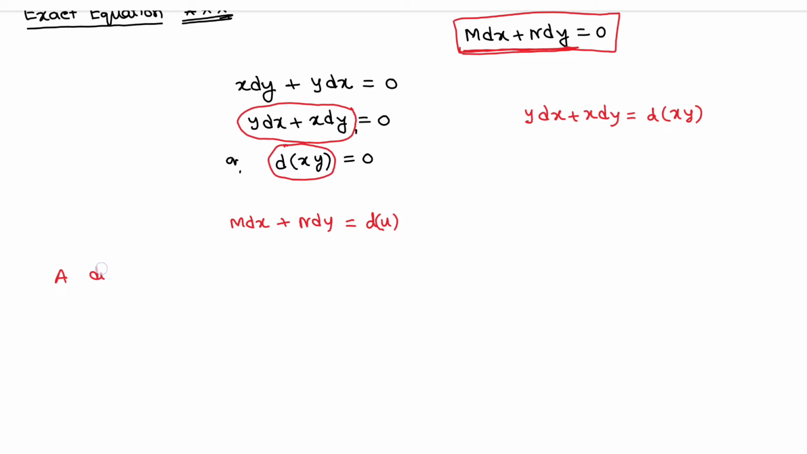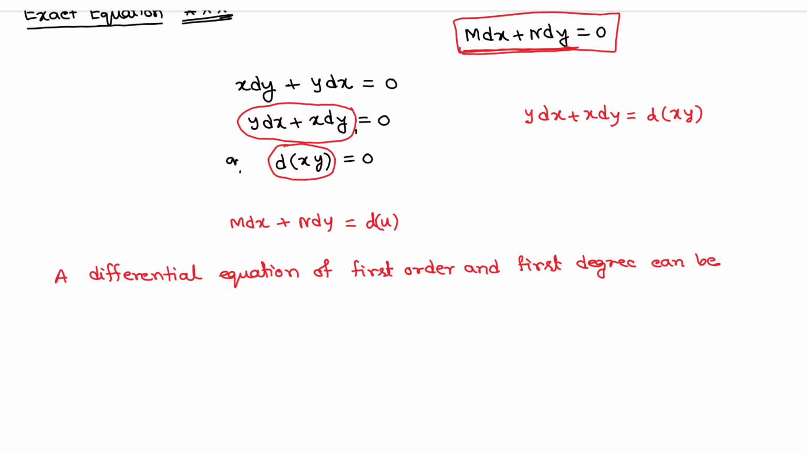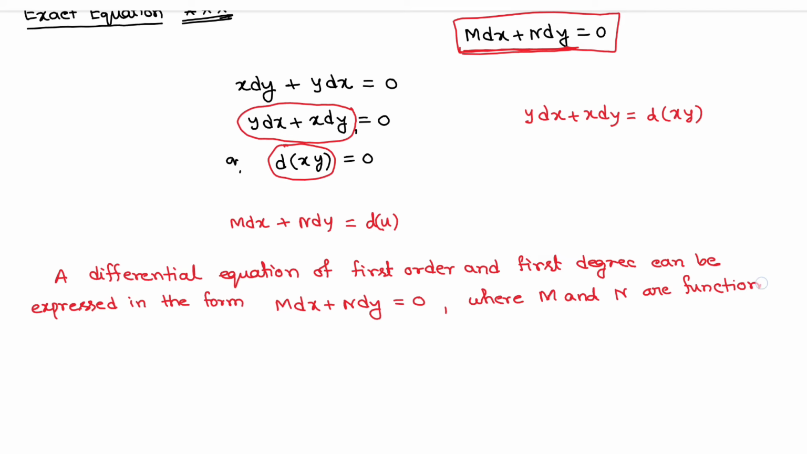So a differential equation of first order and first degree can be expressed in the form m dx plus n dy equals to 0, where m and n are functions of x and y.